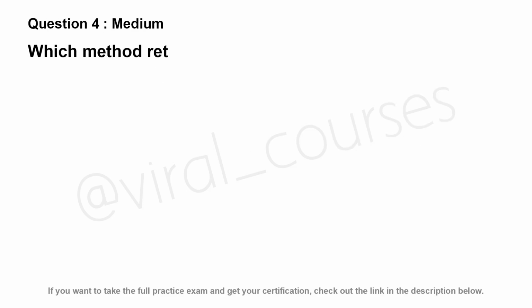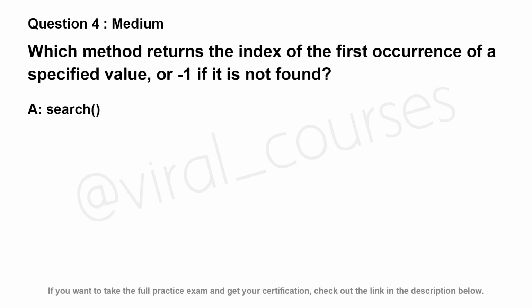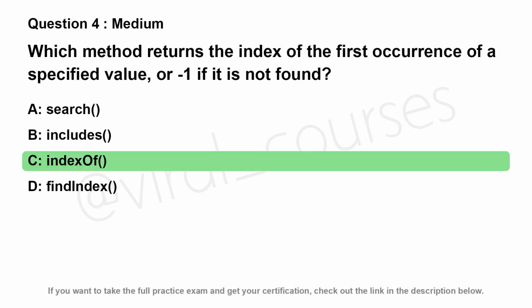Which method returns the index of the first occurrence of a specified value, or -1 if it is not found? Option A, search. Option B, includes. Option C, indexOf. Option D, findIndex. The correct answer is C.